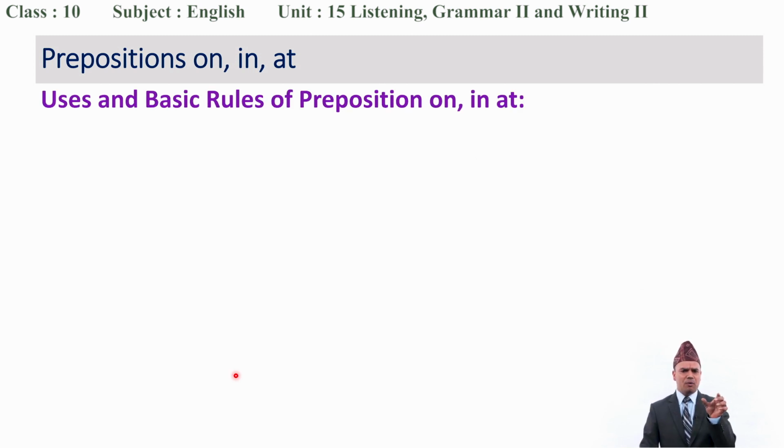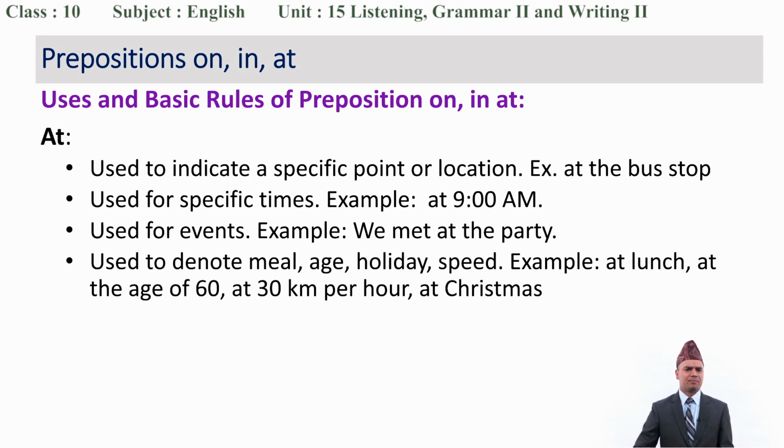And now another important preposition we are going to discuss: at. Used to indicate a specific point of location. For example, at the bus stop, at the airport, at the university, at the college, at the school, like that. We can say that.